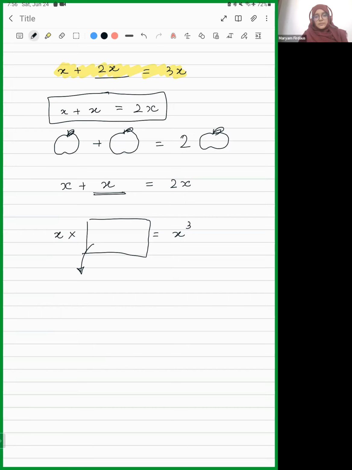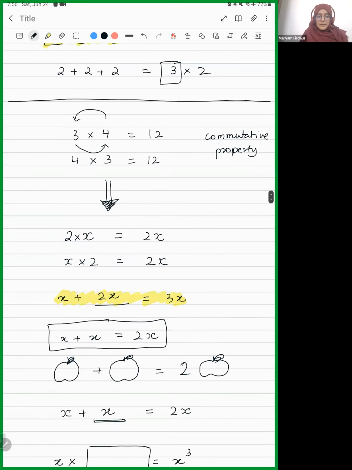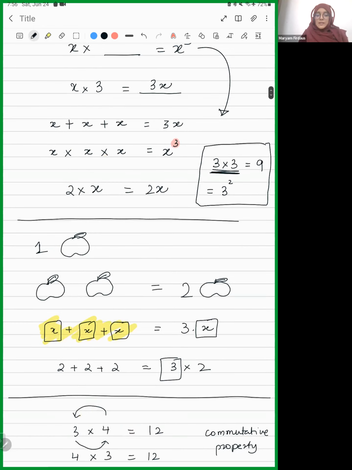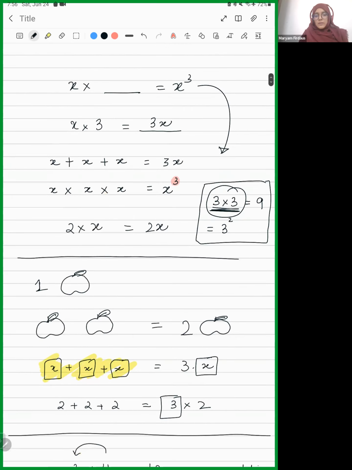It was x into x into x. The first x is already over here. I'm asking what was written over here. How many x's did I erase? Two x's. And they were being multiplied with each other. So x into x is what? Can you tell me? We just saw over here. X into x is 2x again? Yes, ma'am. So, no.